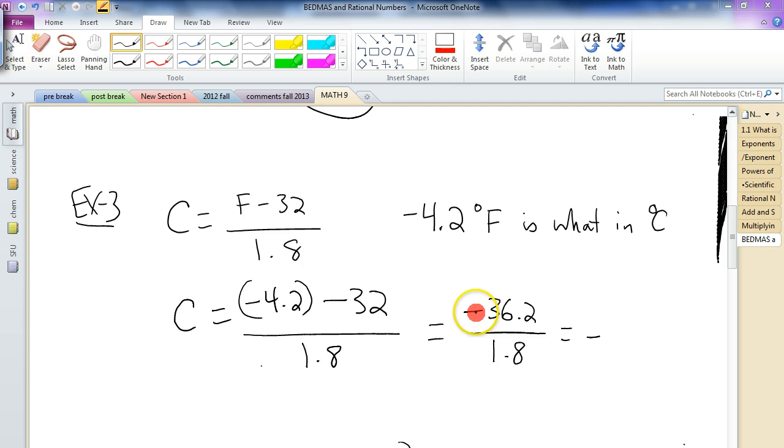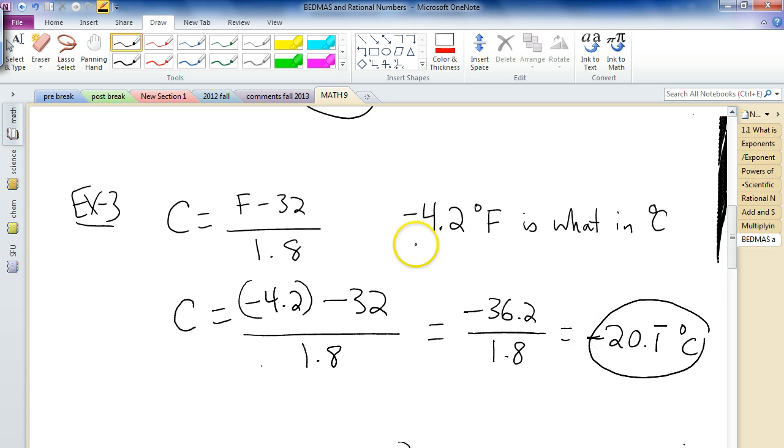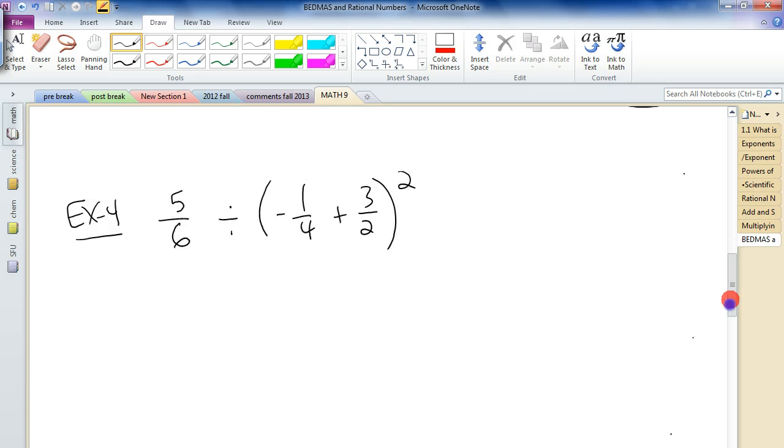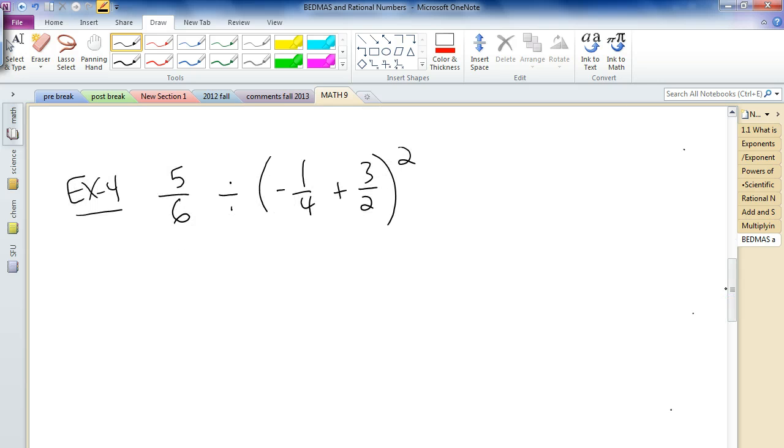So don't forget the negative sign. Signs are different. Negative 20.1 repeating degrees Celsius. Okay, so negative 4.2 Fahrenheit doesn't sound that bad, but when you convert to Celsius, it actually is pretty cold. All right, now let's get crazy with fractions and BEDMAS.